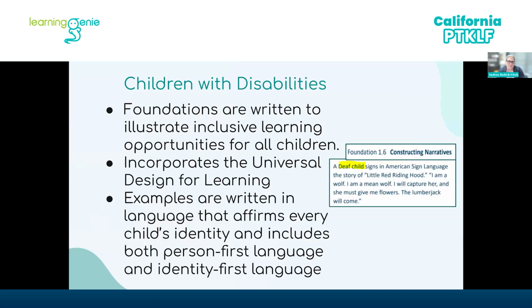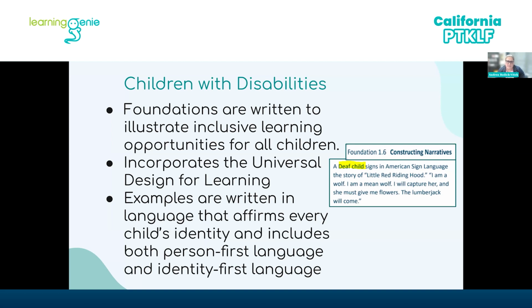And just a little bit more about children with disabilities, it talks about inclusive learning and incorporates universal design for learning. And I wanted to just point out again with the Learning Genie, sorry, the unit planner, there are text boxes in there for each activity that talk about UDL. So it's helping the teachers, kind of taking away off their workload, and it's provided to them. So this one, it talks about how in the foundations, they have person first language and identity first language. So I was able to take a snapshot from language and literacy where it says a deaf child signs in American Sign Language the story of Little Red Riding Hood.